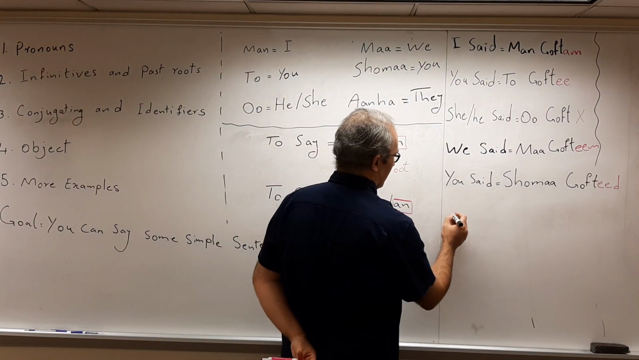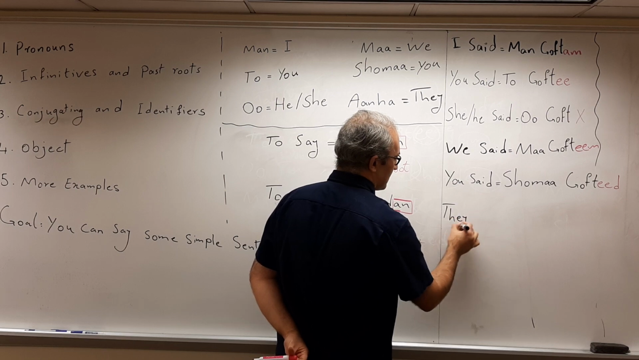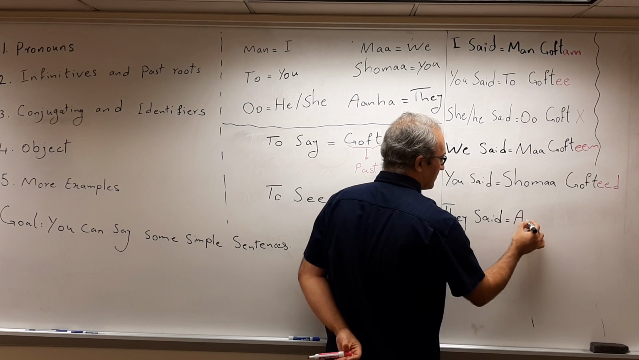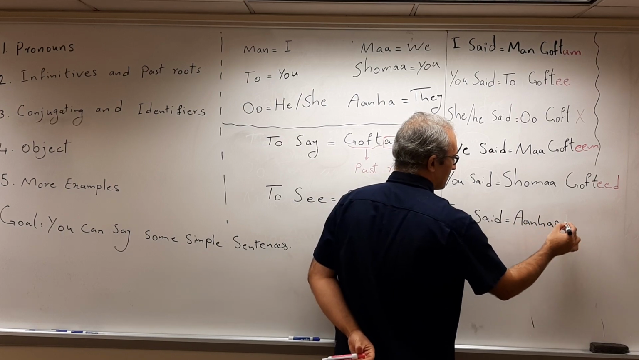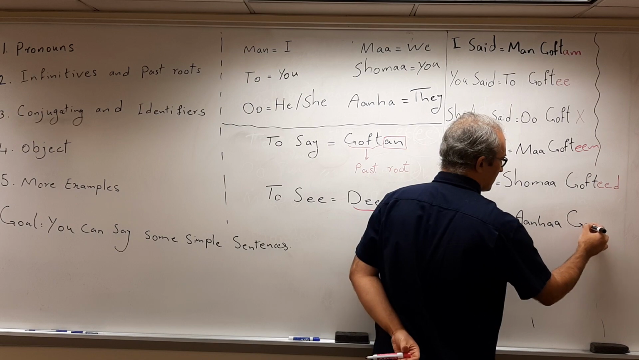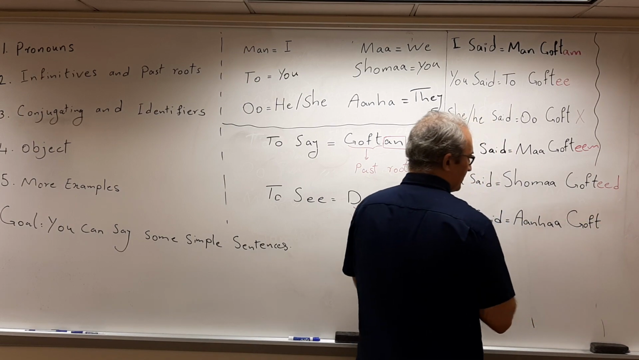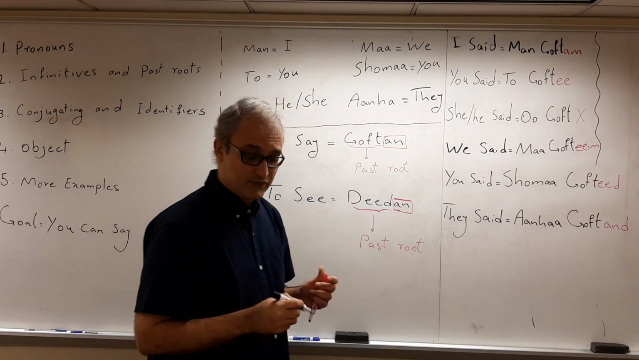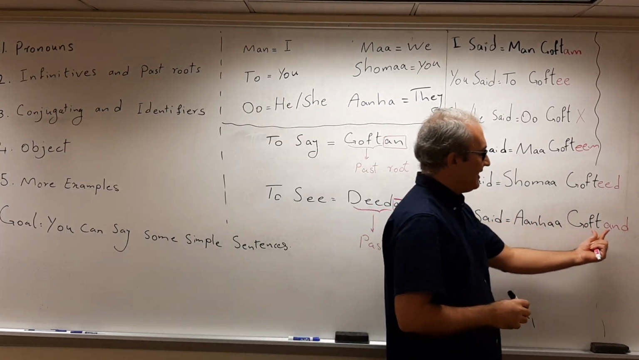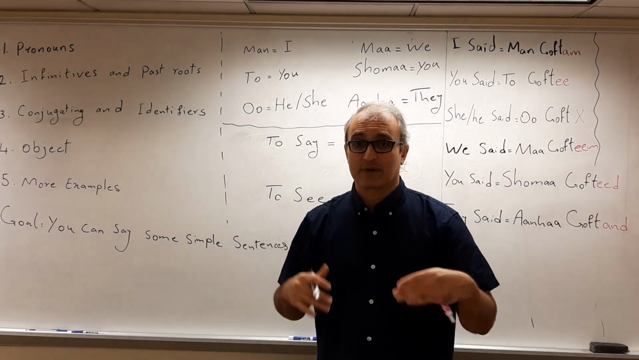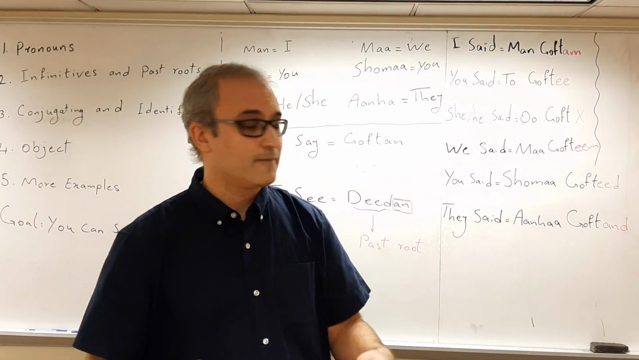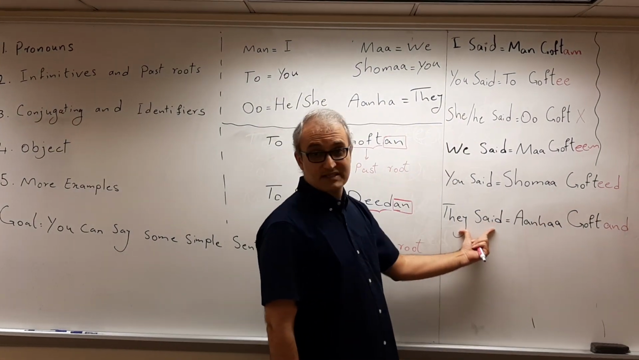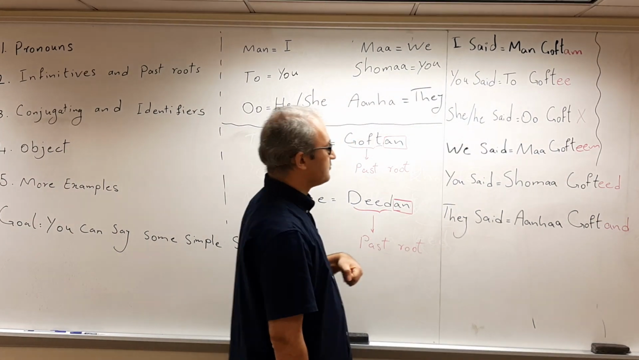And they said. Anha. Guft. And anha, guftand. Again, and is the identifier for they, for anha. Anha, guftand. They said. Okay?